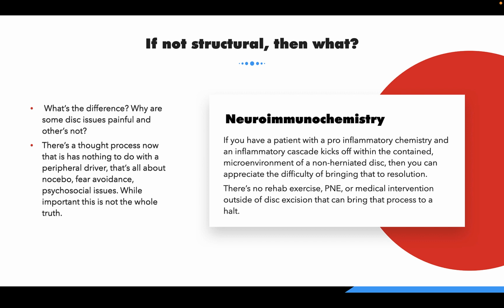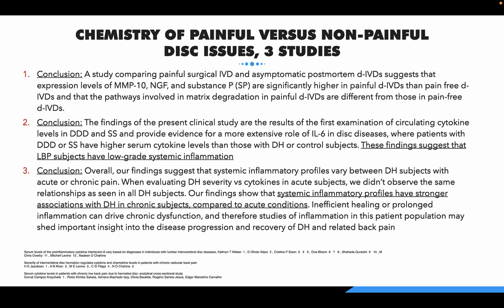So if you have a patient with a pro-inflammatory chemistry, meaning low-grade systemic neuroinflammation, and an inflammatory cascade kicks off within the contained microenvironment of a non-herniated disc, you can appreciate the difficulty of bringing that to resolution. There's no exercise, no amount of pain neuroscience education or medical intervention outside of a disc excision that can bring that process to a halt.